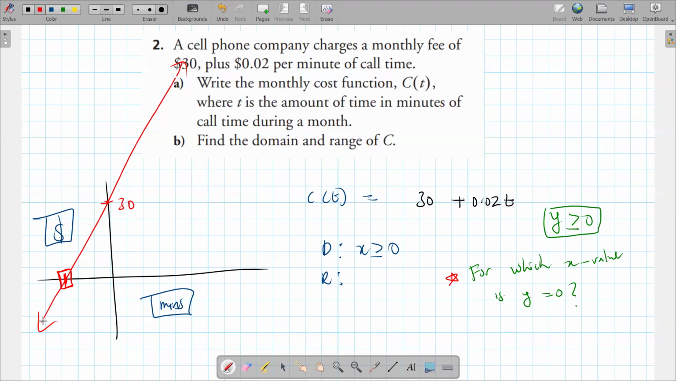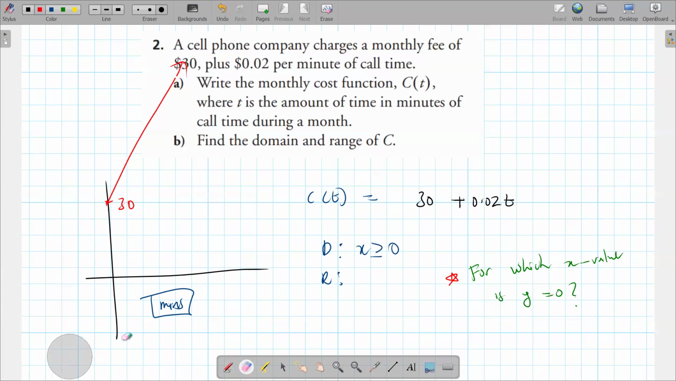Can the y be 0? No. Why? Because y is dollars. Can a dollar amount be negative? No. So y is greater than 0 is not the right range. The range should be y is greater than 30.